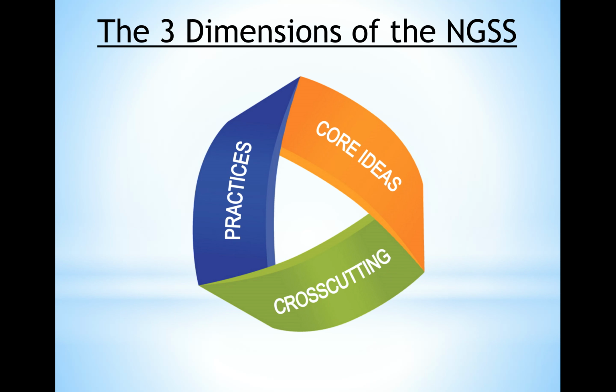The NGSS Mobius strip reminds us that science learning is three-dimensional, where the science and engineering practices, cross-cutting concepts, and the disciplinary core ideas are integral to student understanding of science and engineering. The ideas are interrelated, none is more important than the other. In this session, we will be focusing on the disciplinary core ideas.